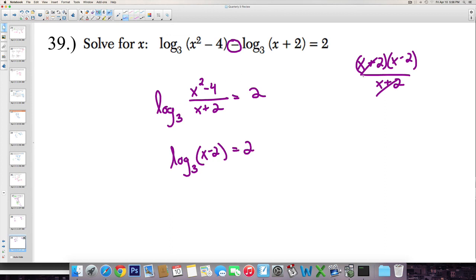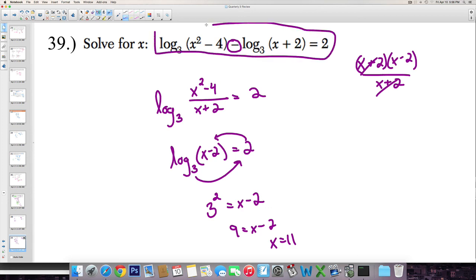Okay, so if we factor early on in the beginning, that might help us out because we'll get rid of a rejected solution. At this point, let's convert to exponential form. So 3 squared equals x minus 2. 9 equals x minus 2. And x equals 11. So it's a good idea to go back and check. You can put this all right in your calculator, and it should get 2. Maybe we'll go ahead and do that.